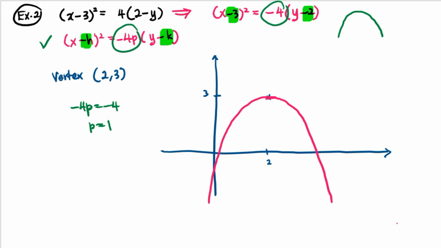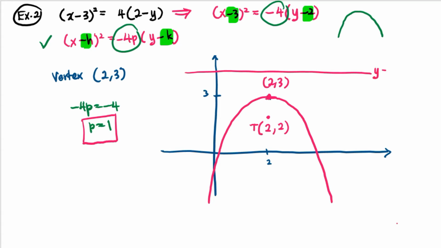And we know the focus, because the distance from the vertex to the focus is 1, therefore we have the focus here. So this is the vertex 2, 3, and the focus, suppose I represent it as t, is given by 2, 2. That is the focus, and the directrix is given by y equal to 4. That is the directrix.